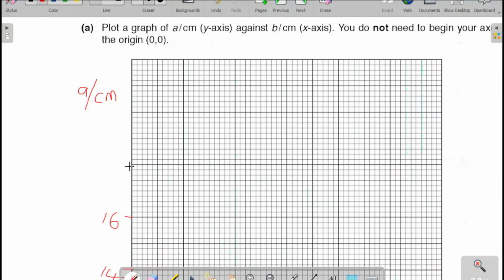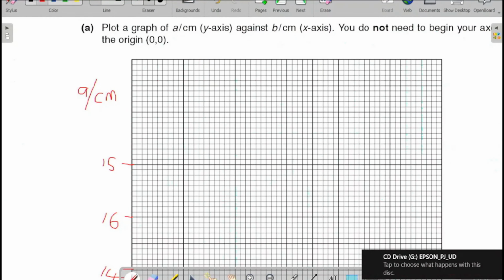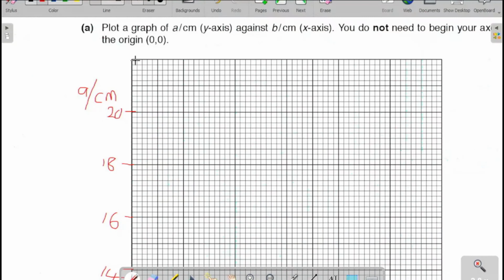The next one is 18, 20, and 22. Okay, let's plot our points now.